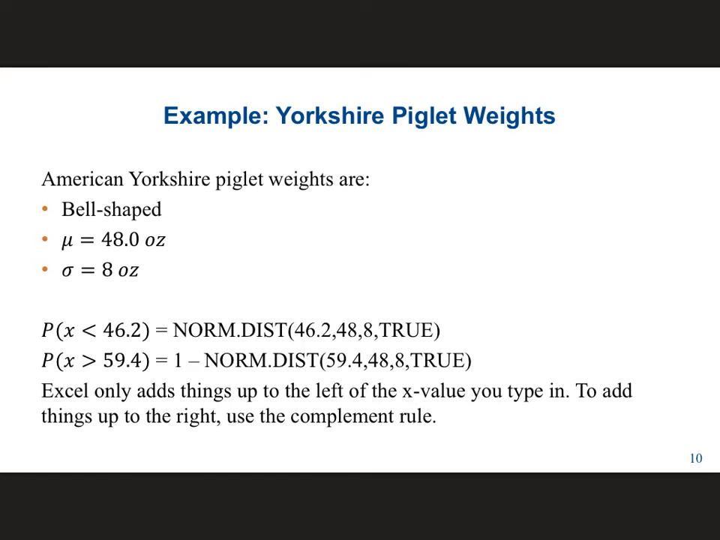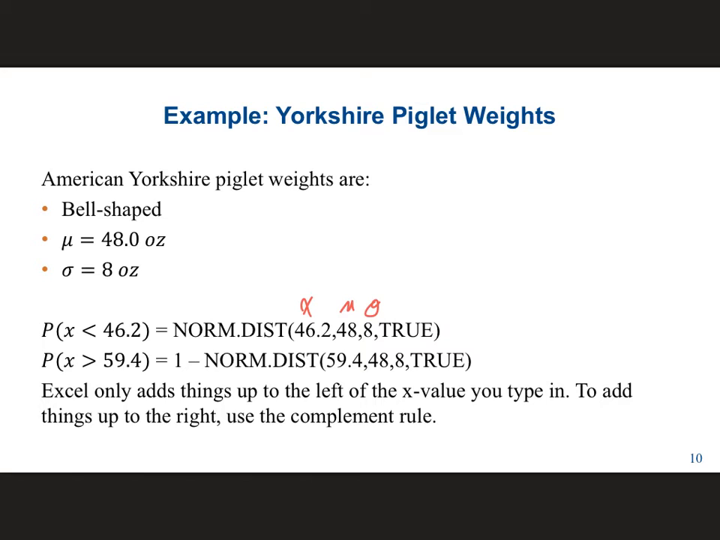So looking back at the American Yorkshire pig weights, we have that they're bell-shaped. The mean is 48.0 ounces and the standard deviation is 8 ounces. If I wanted to find that the pig weighs 46.2 ounces or less, then I'm going to be finding the probability that x is less than 46.2. And my formula then would be norm.dist, parentheses, that x value that we're looking for, and then you'll have your mean, your standard deviation, and true.